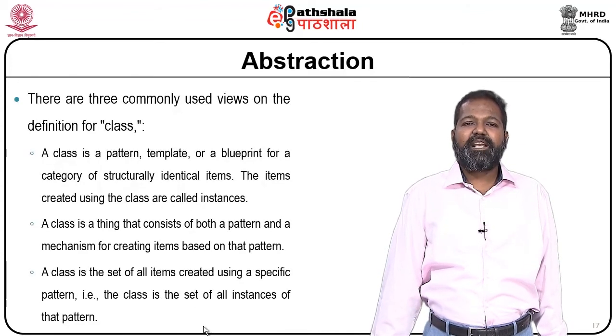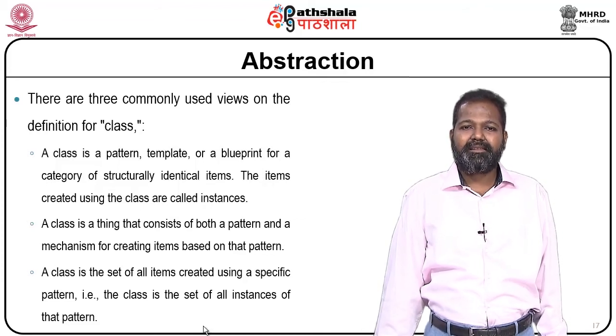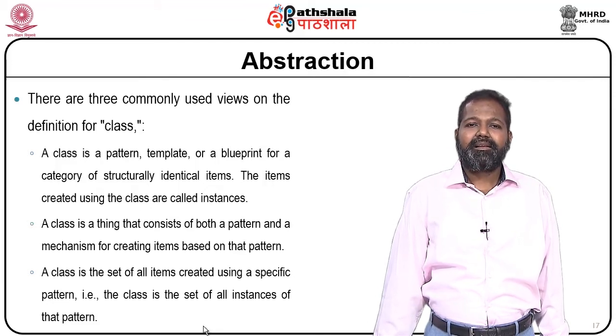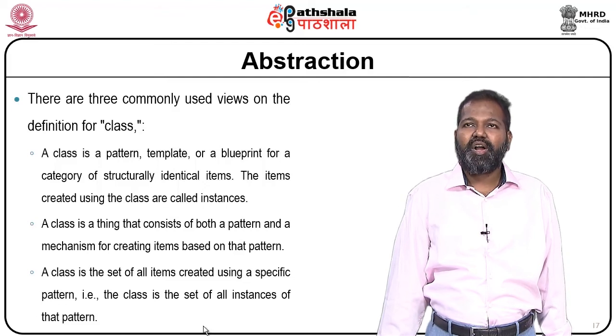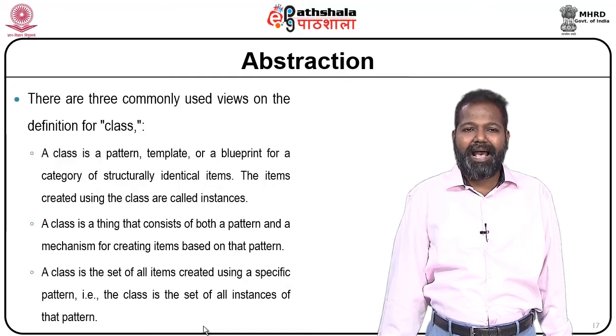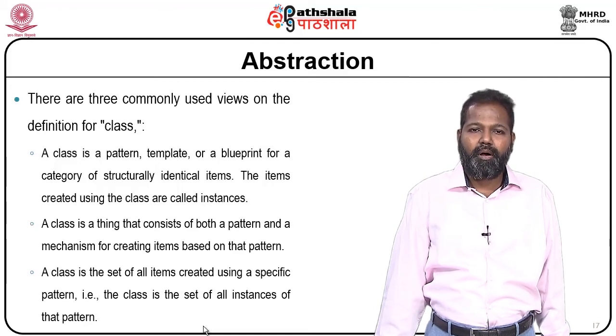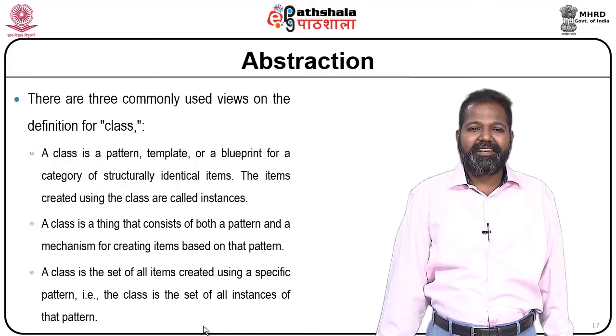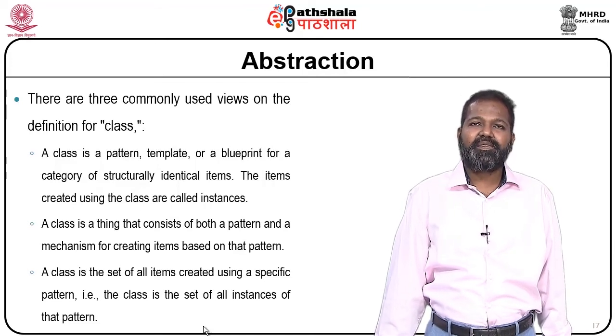That is, we provide a more specific view of a concept or item. There are three common views on the definition of class. A class is a pattern, template or a blueprint for a category of structurally identical items. The items created using the classes are called instances. A class is a thing that consists of both a pattern and a mechanism for creating items based on that pattern. A class is the set of items created using a specific pattern. That is, the class is the set of all instances of the pattern.